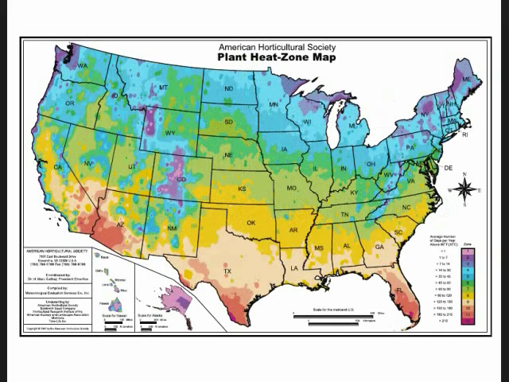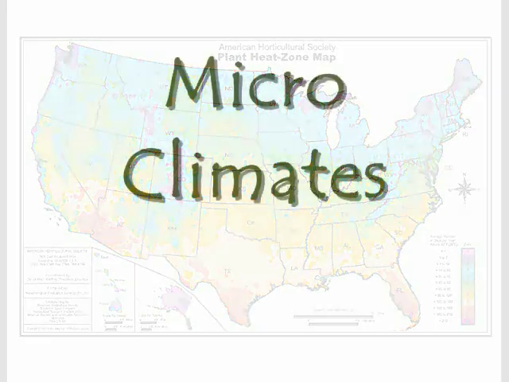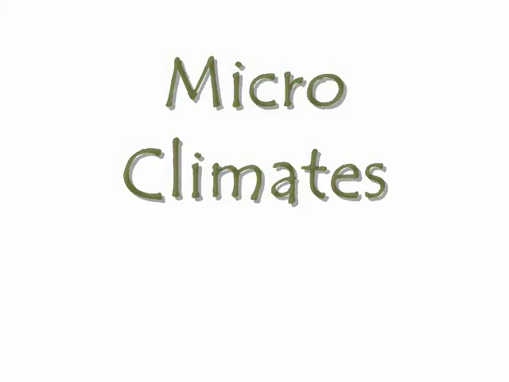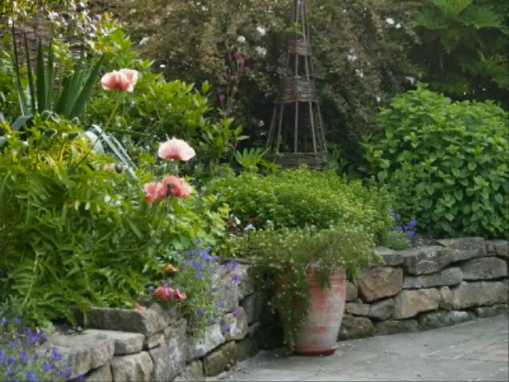Okay, so we've learned a little bit about our plant zones, and now we want to learn about microclimates. And you may be wondering what the heck a microclimate is. This is simply an area in your yard or your gardening area that may be warmer or cooler than the immediate surrounding area. A lot of gardeners create microclimates on purpose. That's so they can grow plants that may not otherwise grow in their area.